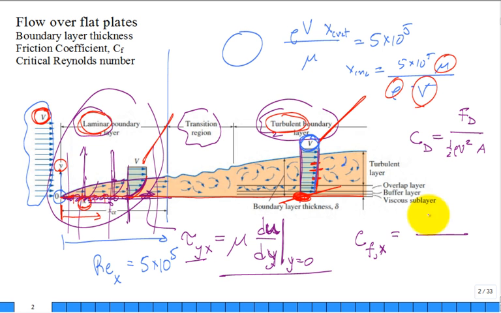Very similar here. What are we trying to normalize? Are we trying to normalize the drag force? No, at the distance x, meaning local skin friction coefficient. Well, what are they trying to normalize? Tau at the wall. You could put TW for at the wall instead, replace that by tau W.